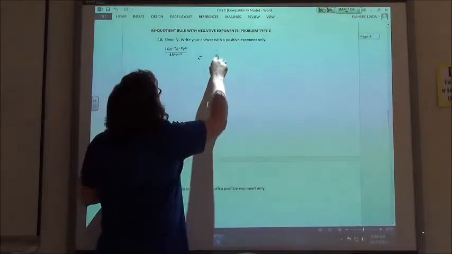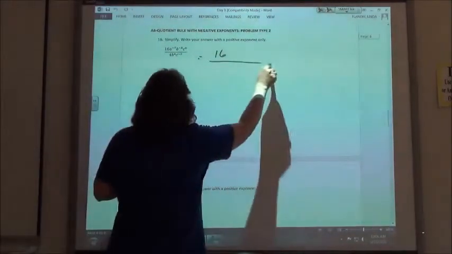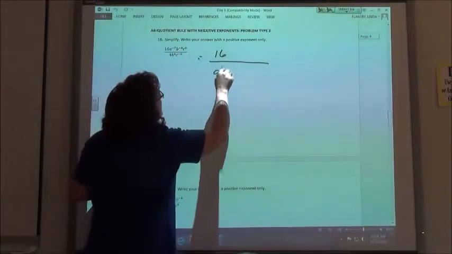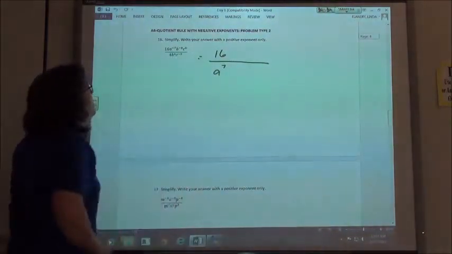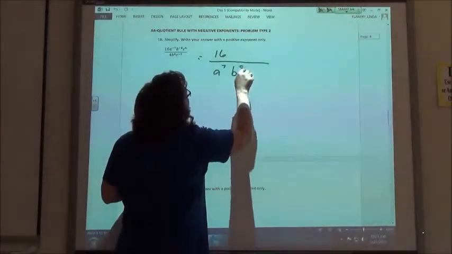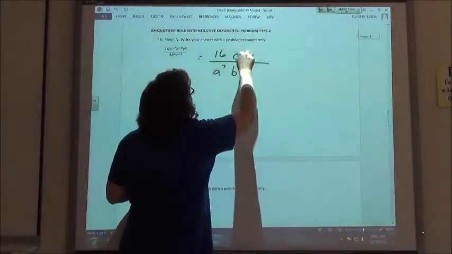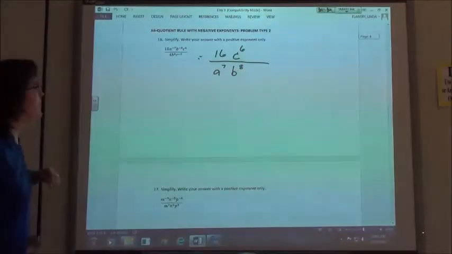So I'm going to leave the 16 where it is because it doesn't even have an exponent. The a to the 7th, I'm going to move to the bottom because it was negative. I want to make it positive. The b to the negative 8, same thing. I'm going to move it to the bottom and make it b to the 8th. The c to the 6th, I'm going to leave on top because it is already positive.